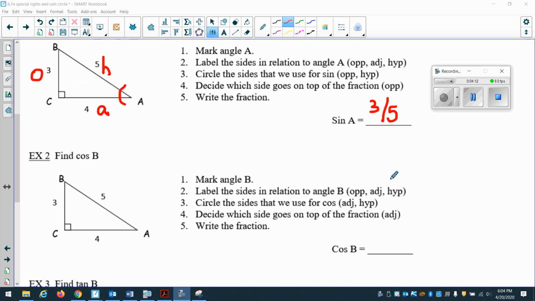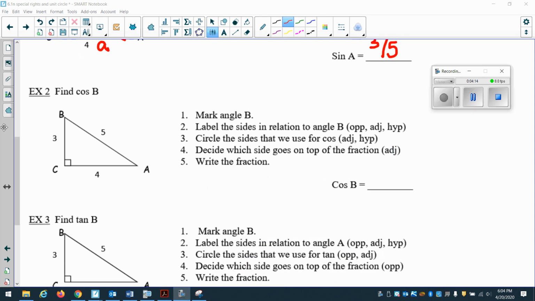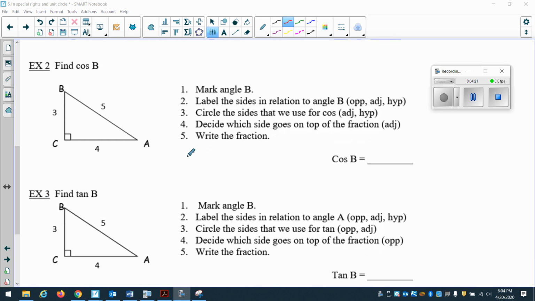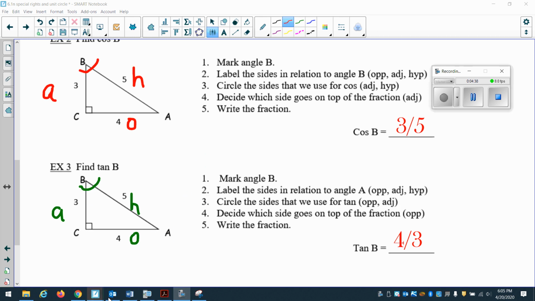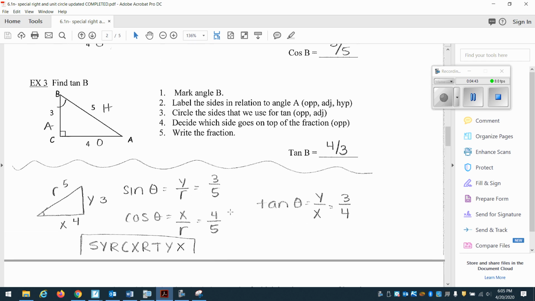So now go through example 2 and 3. Again, pay attention to what angle they're asking you to mark and find the cosine and tangent, and we'll see those values shortly. Okay, so example 2 and example 3, this is what you should have gotten. The cosine of B is 3/5. The tangent of B is 4/3. So again, it's just going through your SOHCAHTOA properties, as well as on the answer key for this, I also put another trick at the bottom.